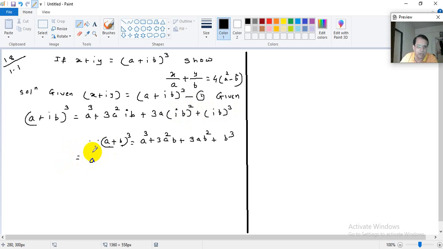It is a cube. So I am using this formula. Remember, in place of b we have taken ib as it is in the problem. So now what? So it is a cube plus what?